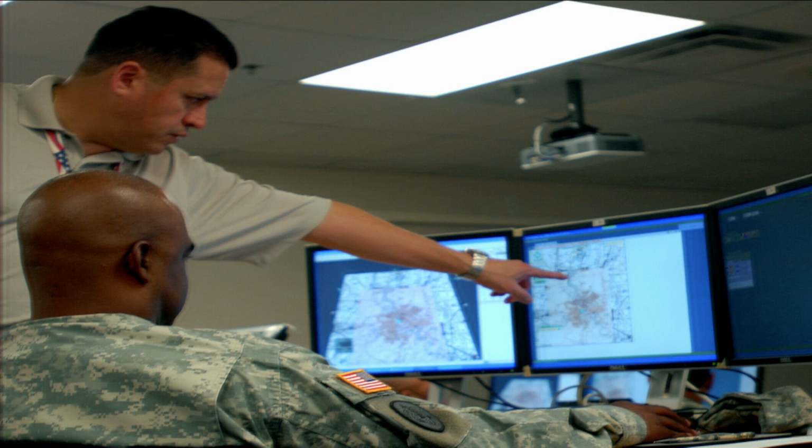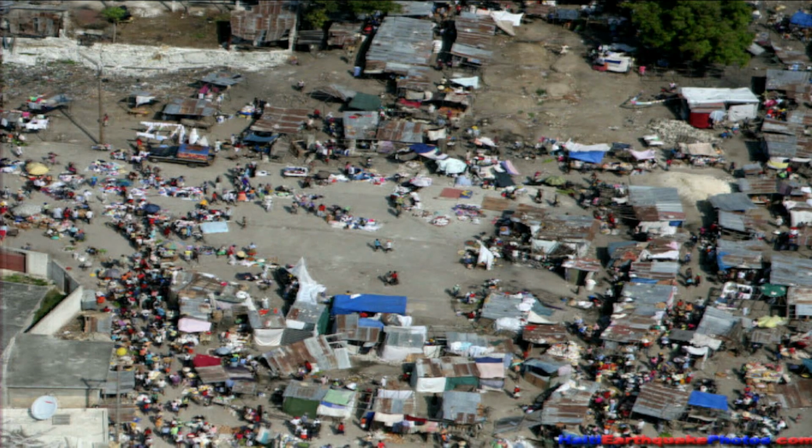AIs are also used in battle management and situation assessment systems. This is Command Post of the Future from DARPA. You might think, why would we talk about a military system like this? What's the relevance? And the relevance is, after a public health disaster like the earthquake in Haiti, you can use systems like Command Post of the Future to do rapid situation assessment and logistics planning.